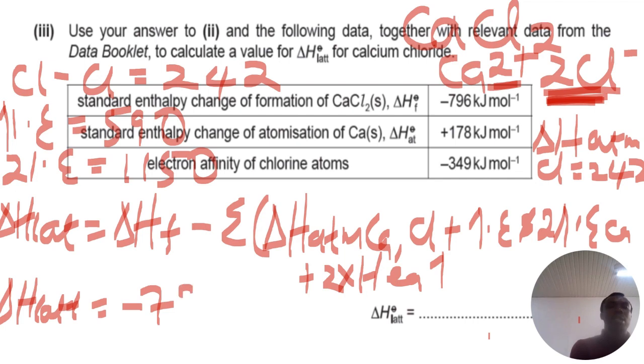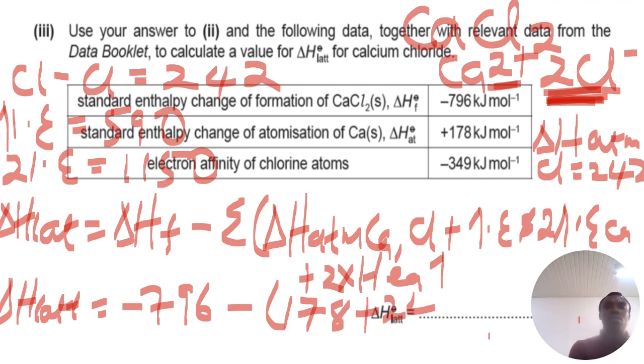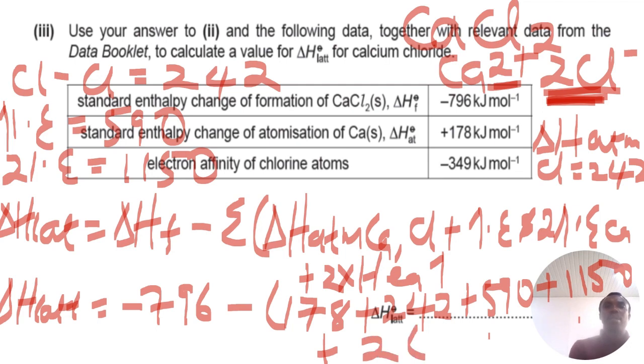So going over to calculation, lattice energy will be equal to enthalpy of formation, minus 796, minus bracket, enthalpy of atomization of calcium is 178. Atomization of chlorine is 242. First ionization energy of calcium is 590. Second ionization energy 1150. Then plus 2 bracket, electron affinity of chlorine is minus 349. So we have to multiply it by 2. So I'm going to use my calculator now.